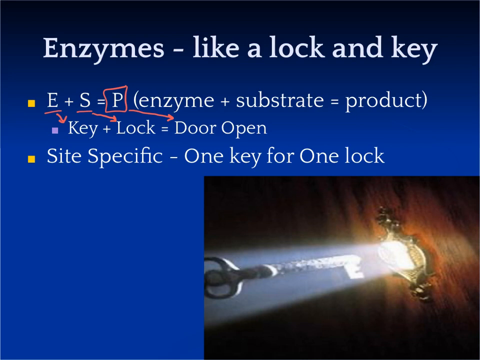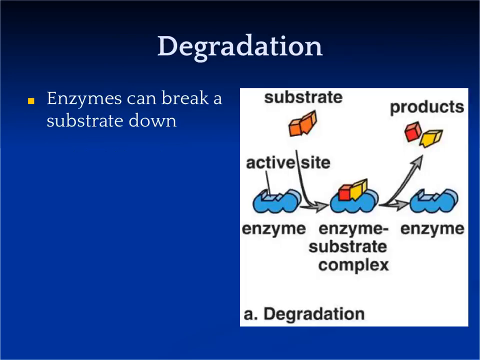Enzymes are also site-specific, meaning that there's only one enzyme per chemical reaction. So if you're always making water molecules, there's one kind of enzyme that can do that. There's another kind of enzyme that can break apart sugars. That enzyme couldn't make water molecules, but it could make many, many sugars.